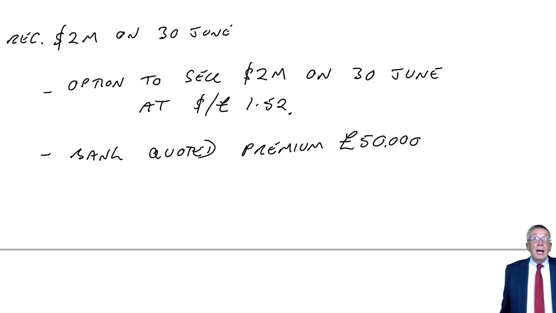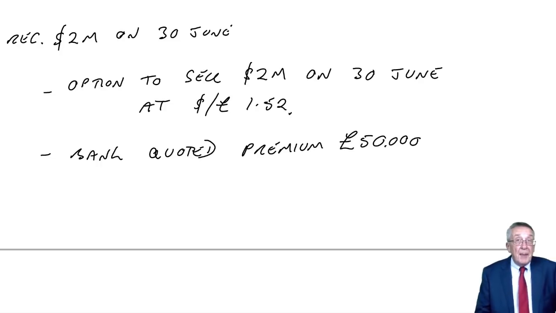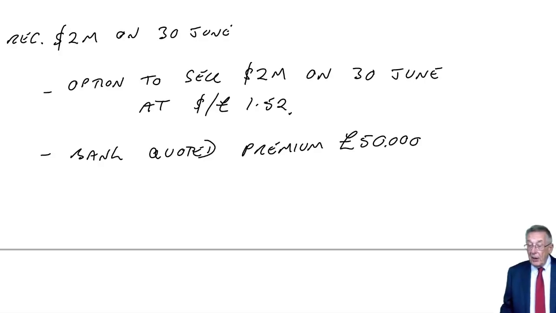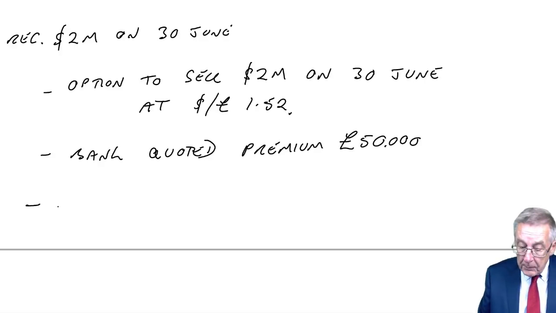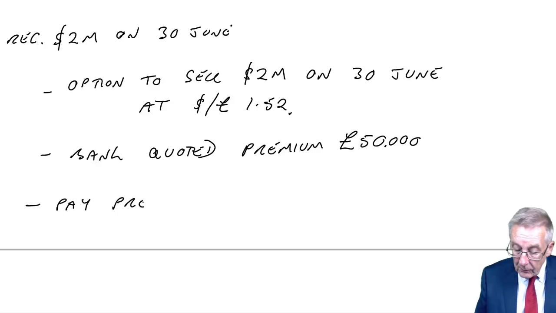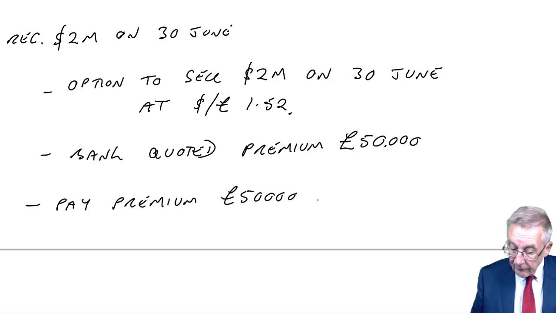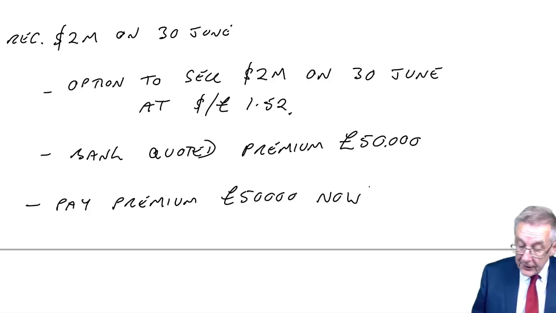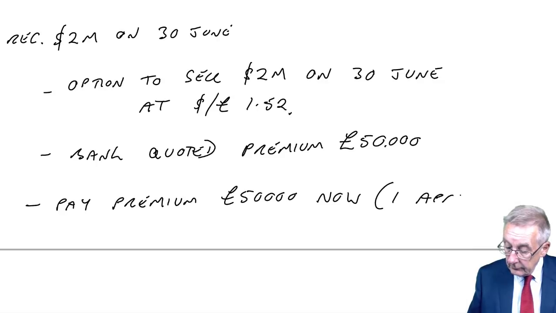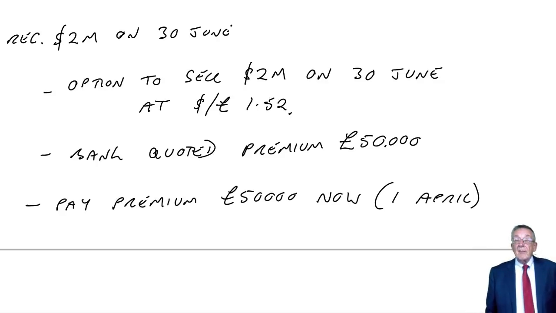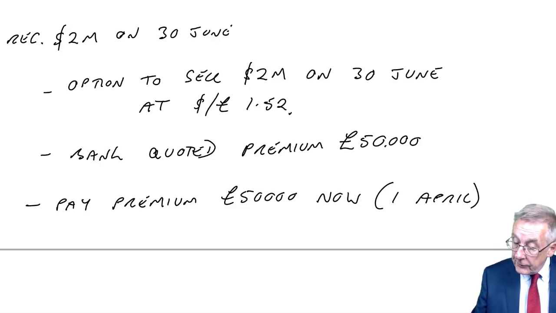Now, obviously, it's up to me whether I think that's fair or not, or I might go to other banks and see if they'll offer it cheaper. But if we accept this offer, we pay the premium immediately. Which is when? 1st of April. But we've now got the right to convert at that fixed rate, but it's going to be our choice whether or not to exercise it. So we then wait until the 30th of June.